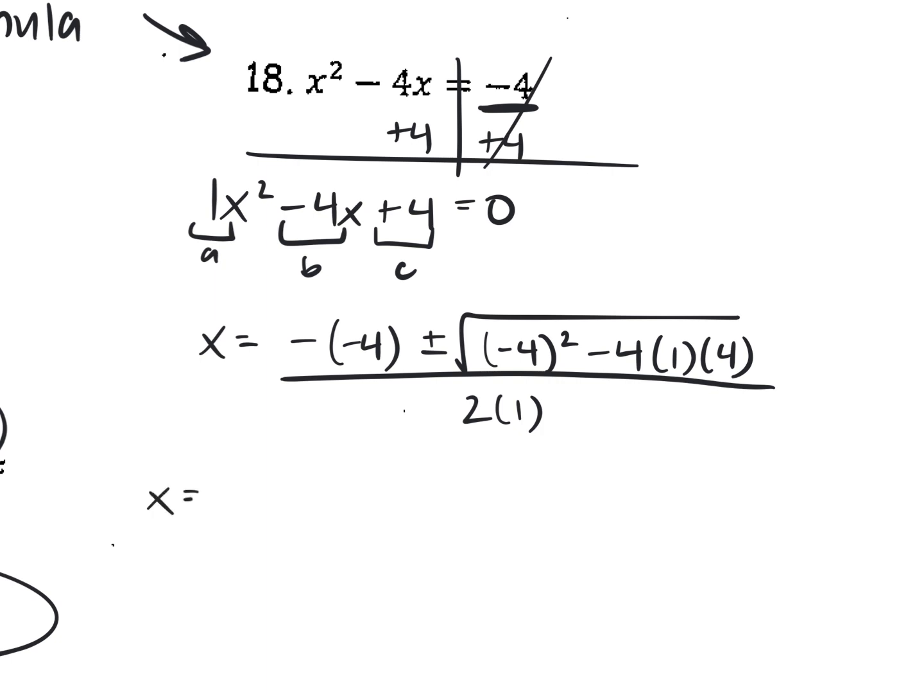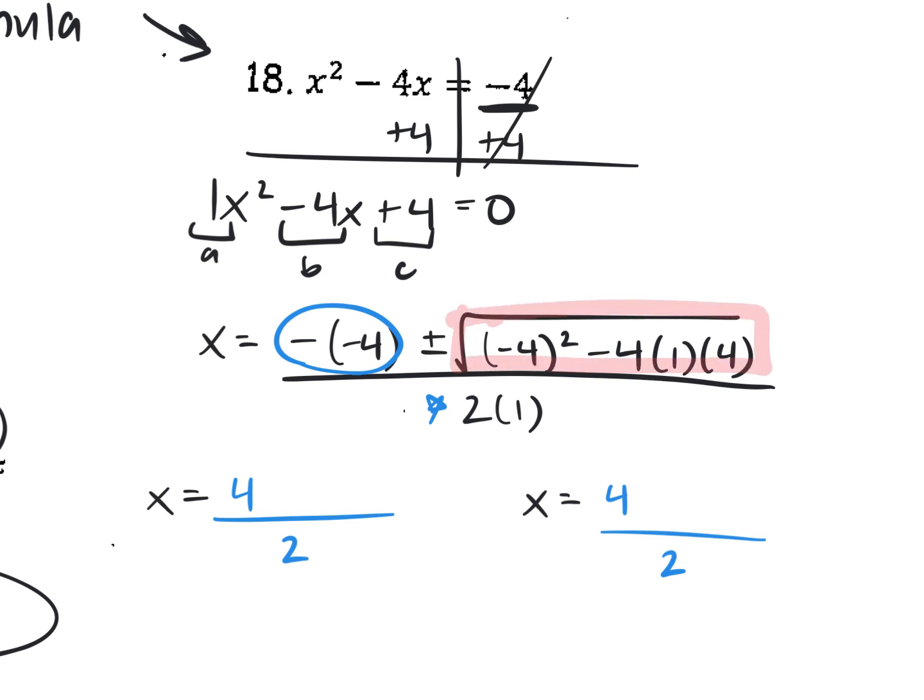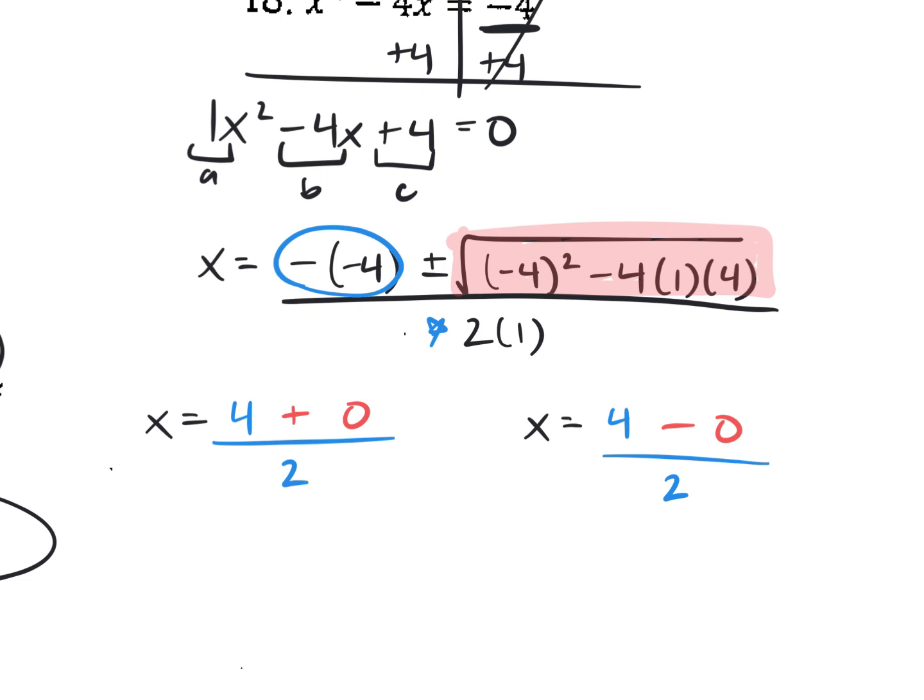Okay, so then I'll have two answers. I'll have an x equals and an x equals. A negative 4 is going to give me a positive 4. And then in the denominator, I will be dividing by 2 times 1, which is 2. So now in your calculator, you're plugging the whole thing in, including the square root. And when you do that, you get 0. So I'm adding 0 and I'm subtracting 0, which is actually going to give me the same answer of positive 2 for both of them. So x equals 2 is your final answer for number 18.